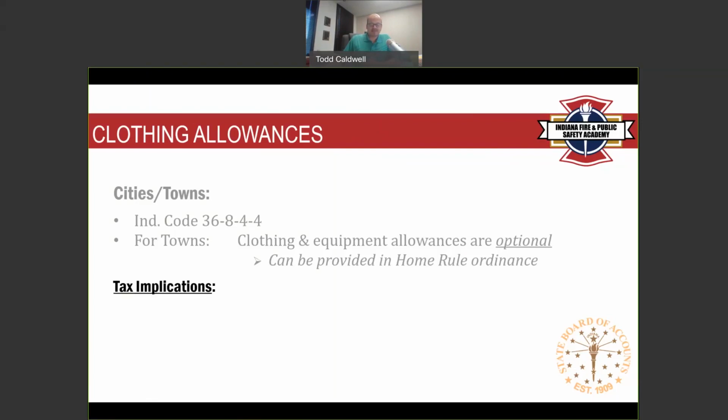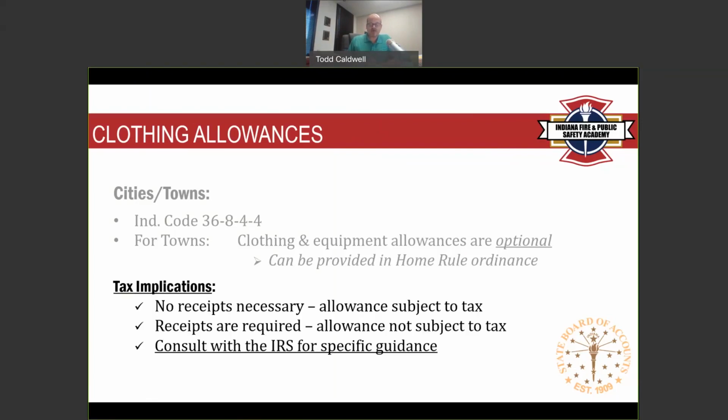And the Board of Accounts gets lots of questions about the tax implications. As always, the Board of Accounts recommends that any specific tax question be directed to the Internal Revenue Service because they're the taxing authorities. We don't want to give you tax advice and find out that it's wrong or not our understanding, and that was going to impact you and not us. So if you've got any questions, contact the IRS.